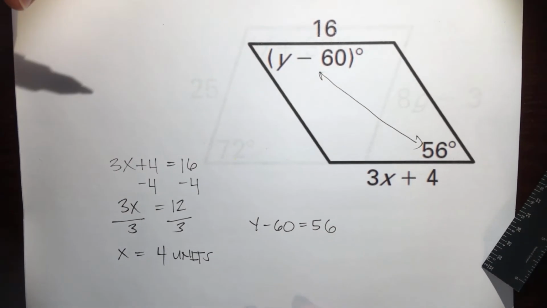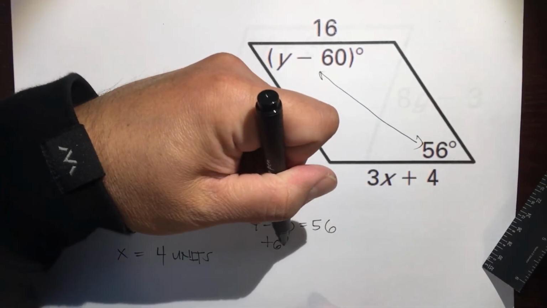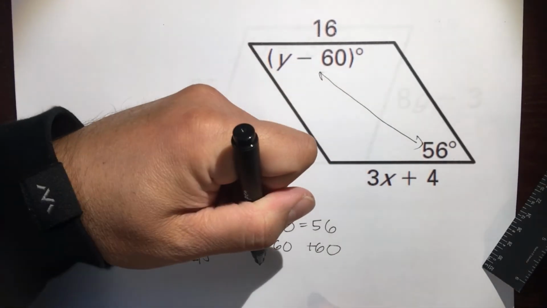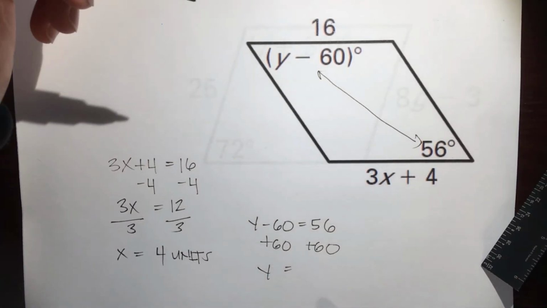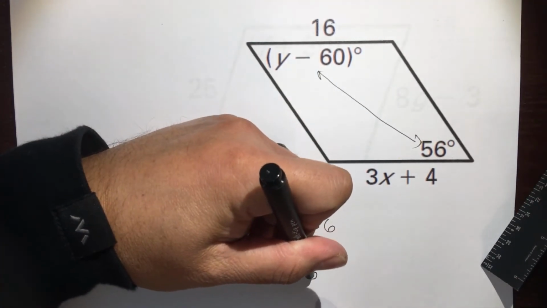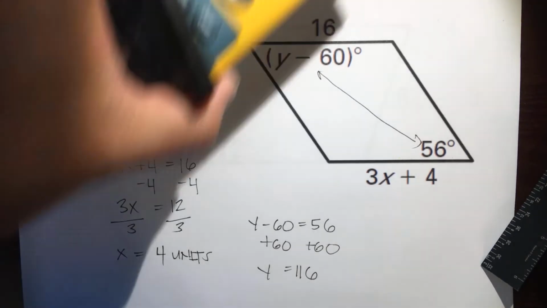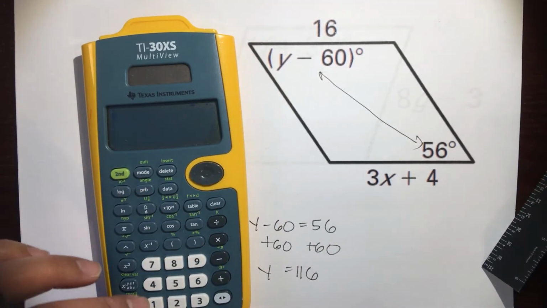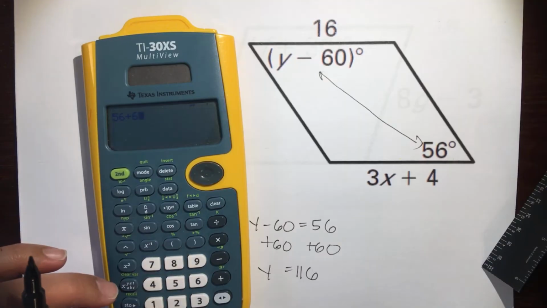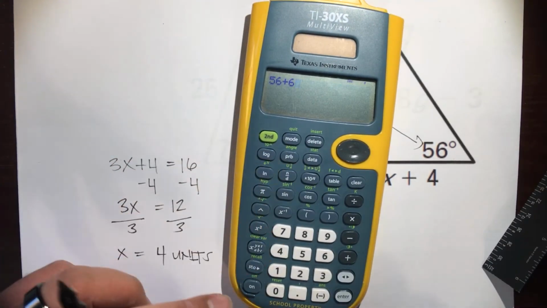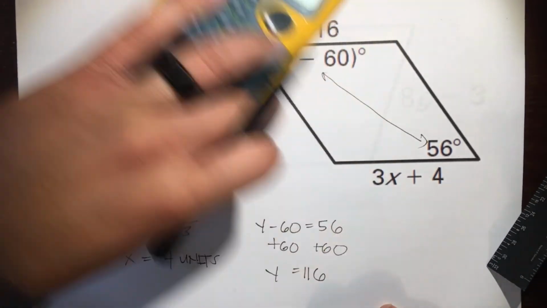We want to get y by itself, so we're going to add 60 to both sides. So y is equal to 116. So y is equal to 116. I hope that's correct. Well, I'm doubting myself because, I don't know, sometimes I'm doubting myself. So when you have doubt, double check. 116. Good job to me.